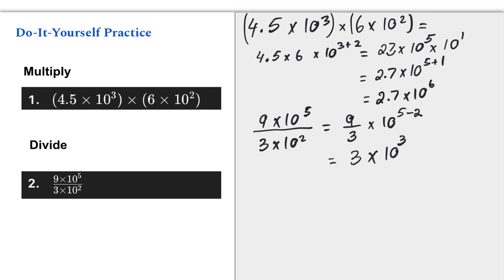So again, we're going to look at our coefficient. Is it a number less than 10? Yes, 3 is a number less than 10, and it's between 1 and 10. So we're going to leave it alone.